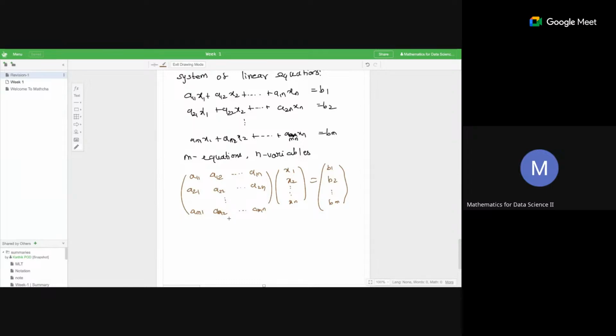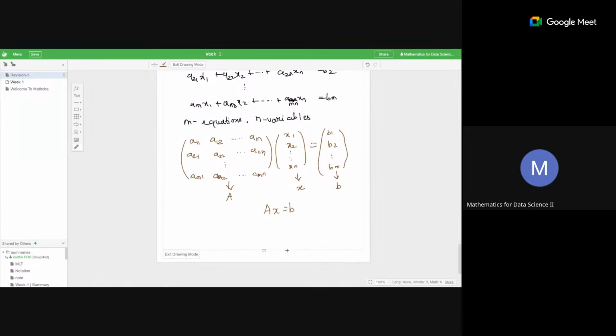So you call this matrix A. This is the vector X, and this is the constant vector B. So you call this the unknown vector, and this is the constant vector. And this is usually the coefficient matrix. So we have represented this system as AX is equal to B. The system of linear equations has now become this matrix equation AX equals B.